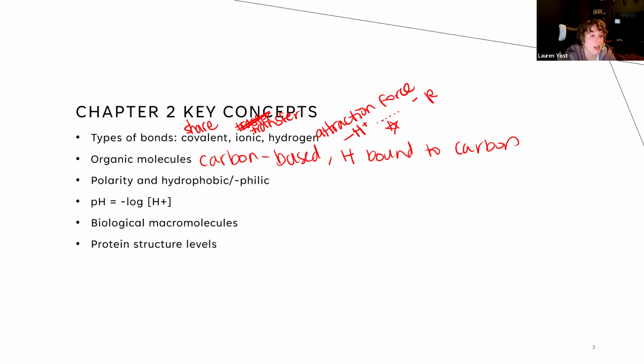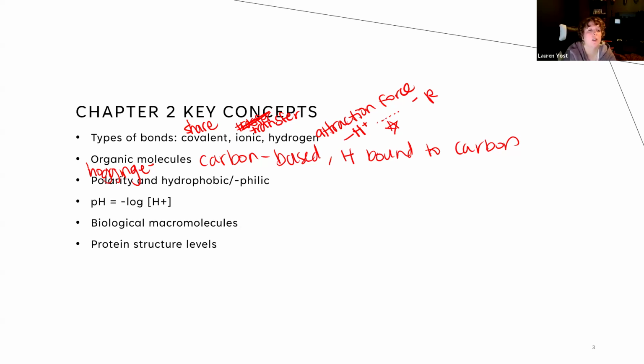All right, polarity and hydrophobic or philic. Here, when we're talking about polarity, we're usually talking about hogging unequally of electrons, right? And so something that has a tendency to hog electrons like oxygen does, we call that electronegative. And so it has a negative polarity. Something that is more likely to have electrons hogged from it by things like oxygen would have a positive polarity, that would be something like hydrogen, for example. All right.